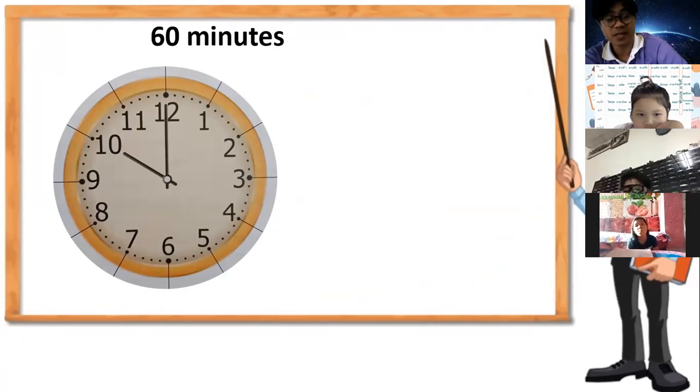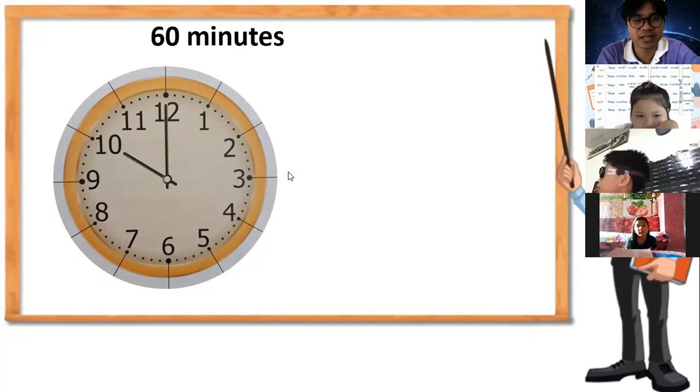Now, in this picture, how many minutes are in 1 hour? 60 minutes. So from the beginning here, it's 0. Then you can see here the dot, or sometimes it's a line. 1, 2, 3, 4, 5. Okay, 5. And then you can count here.